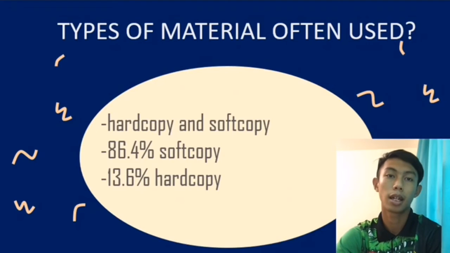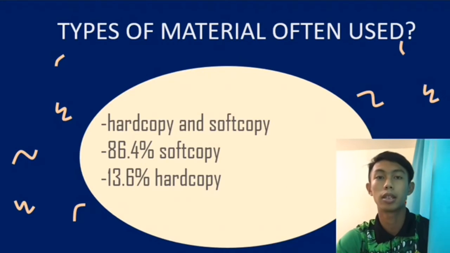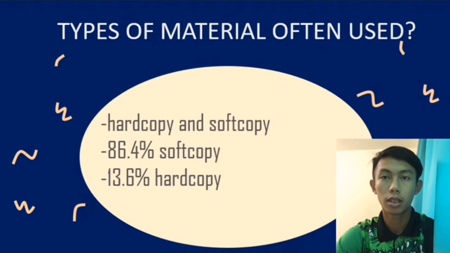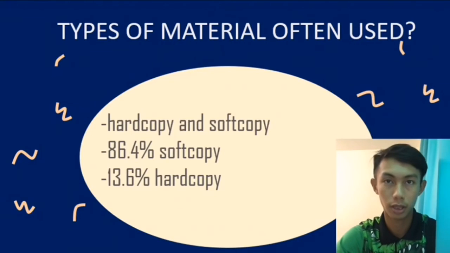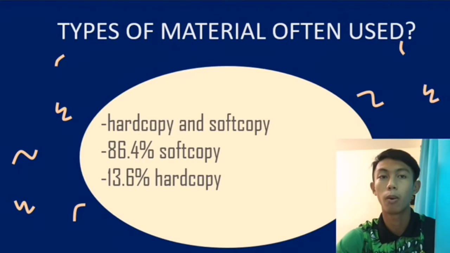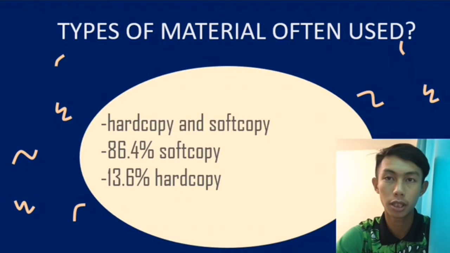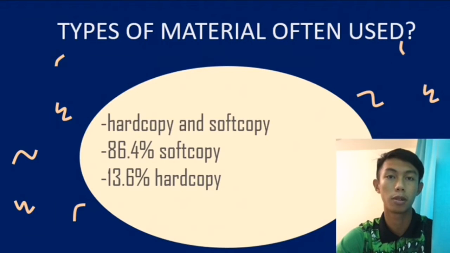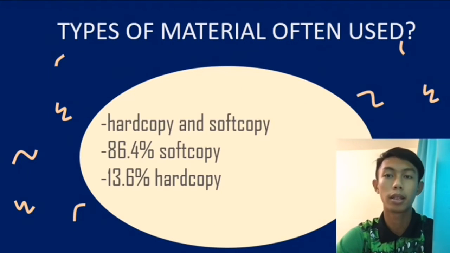Next is the types of material used. There are two types of material in our platform, which are soft copy and hard copy. For the soft copy, the materials required are phone, tablet, and laptop, while for the hard copy, they are handwritten and printed notes. From our observation, I can say that the majority of students prefer to use soft copy material for their studies, which is 86.4% for the soft copy and 13.6% for the hard copy.